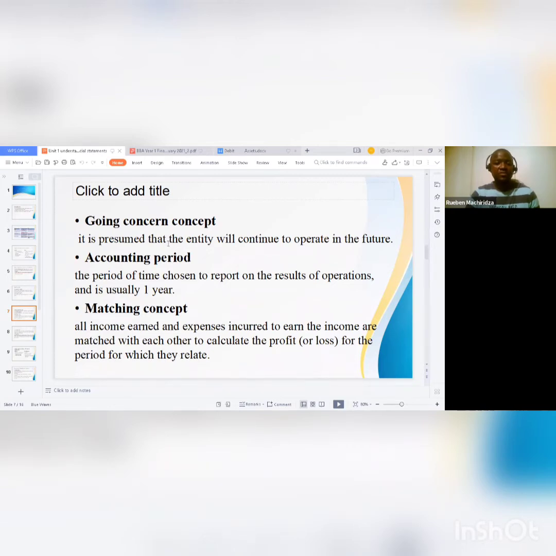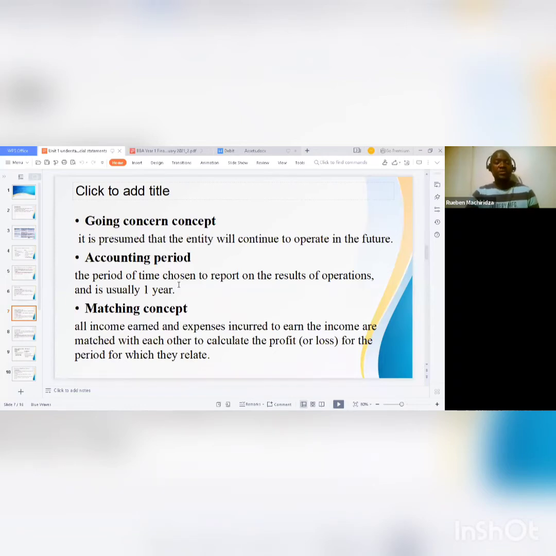So if we do not have any reason to believe that we are going to close, we make a presumption as we prepare our financial statements that we will continue in operation for the foreseeable future.